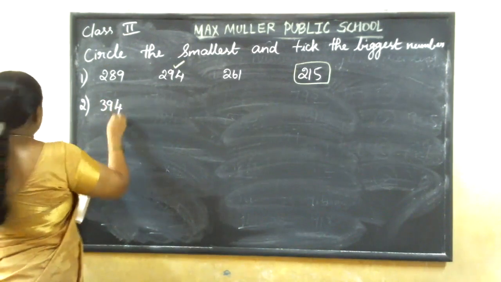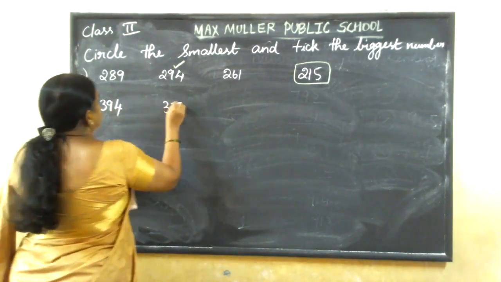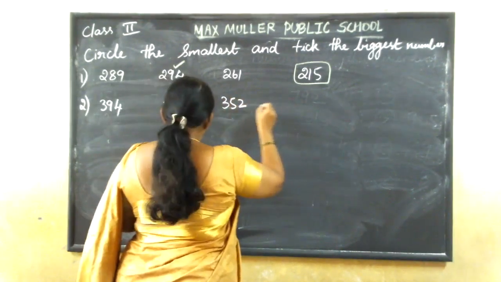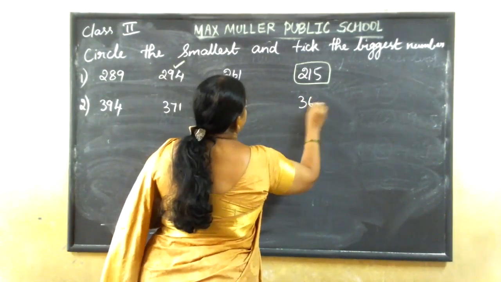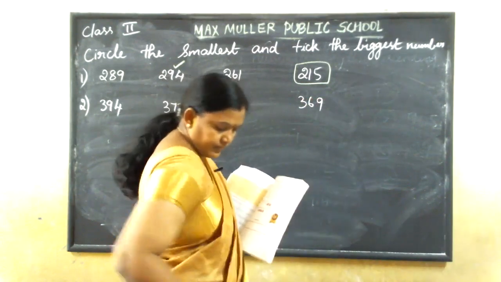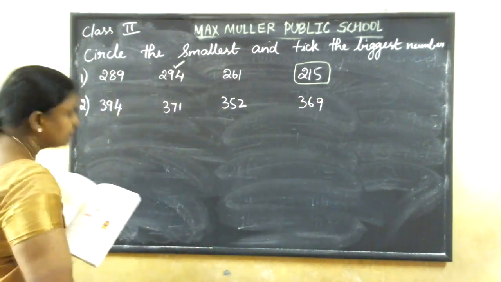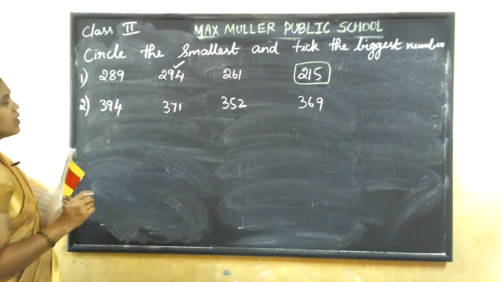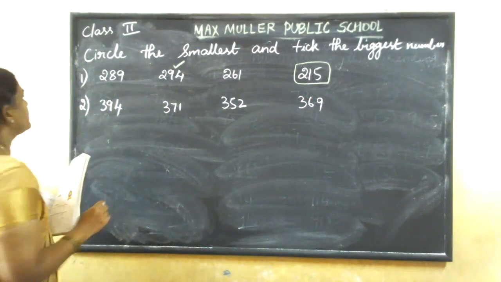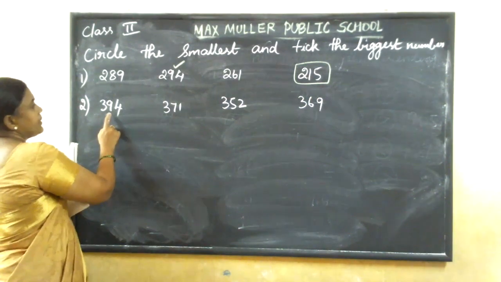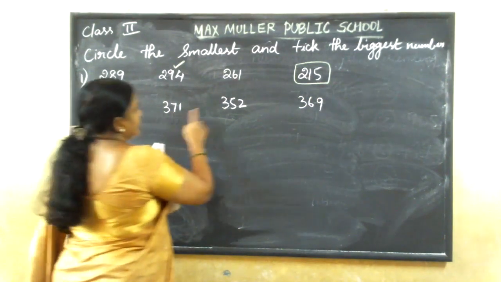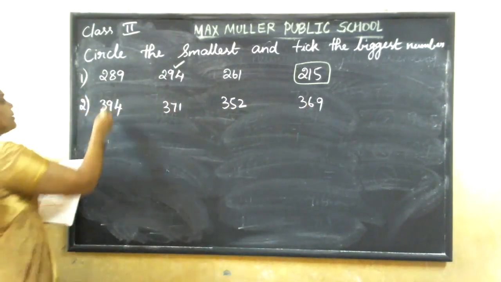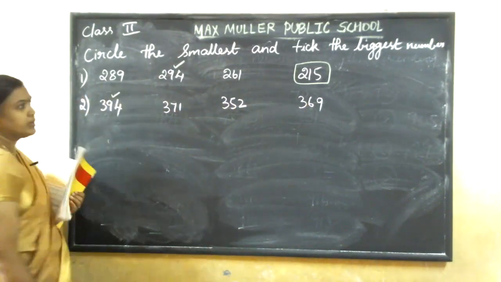Second one: 394, 371, 352, 369. See, in the hundreds place, 3 is there in all. Now we will go to the tens place. Which one is the bigger number? We want to see the big number. 9, 7, 5, 6. Which one is the big number? 9 is the big number. So for that you want to tick.